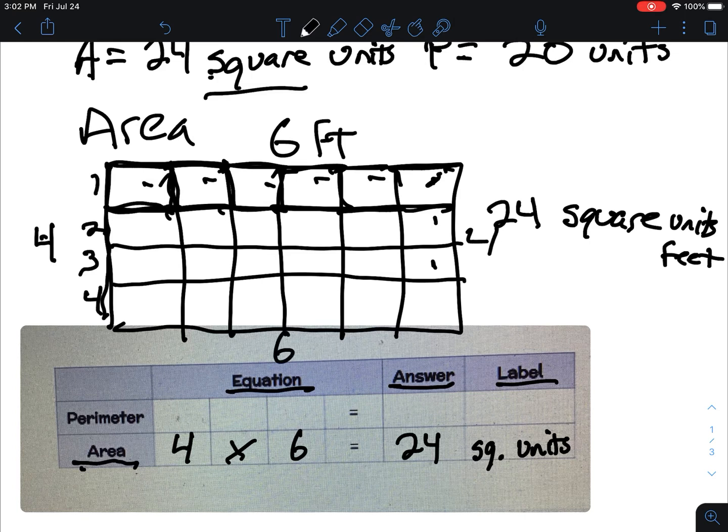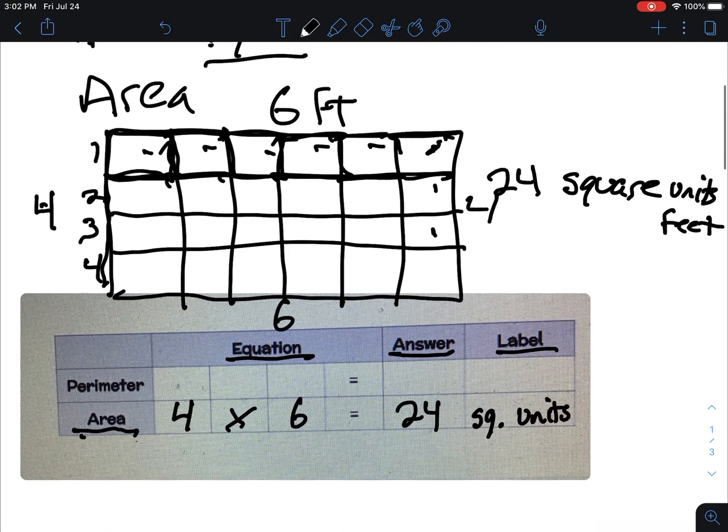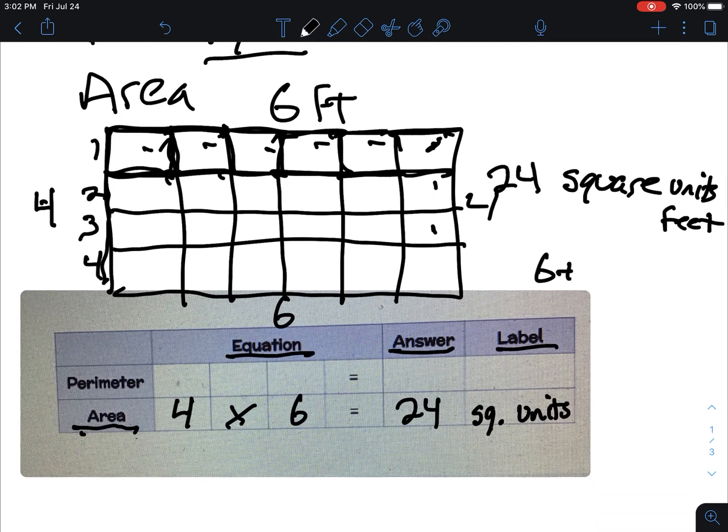1, 2, oops, I counted the same one, right? 6 and 4, 6 and 4. So the equation for that would be, this one's a little different. What you could do is, and again, you can write it a couple different ways. You could write it like I'd set up here with side plus side plus side. And so you could write it 6 plus 4 plus 6 plus 4.